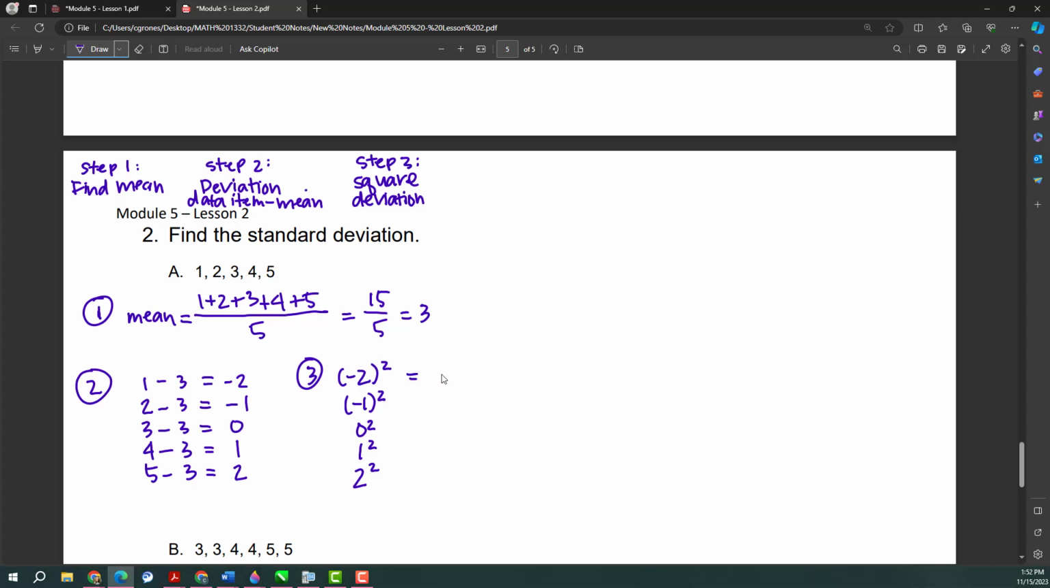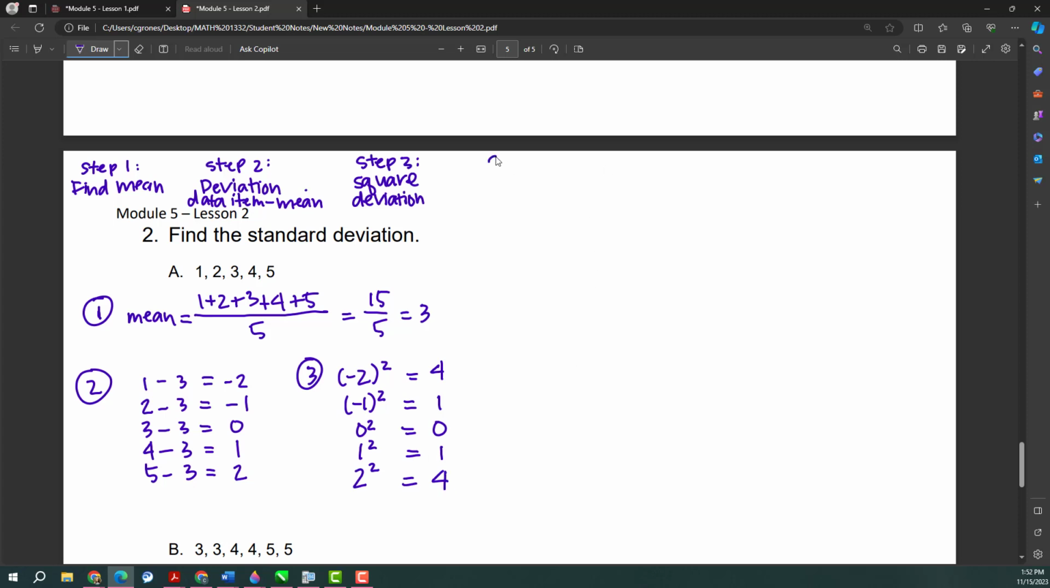So negative 2 times negative 2 gives us a positive 4. Negative 1 times negative 1 is a positive 1. 0 times 0 is 0. 1 times 1 is 1. And then 2 times 2 is 4.